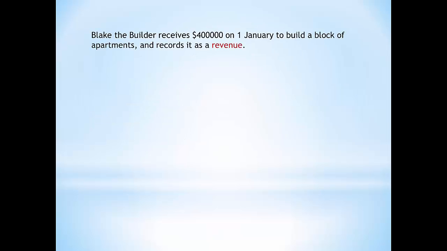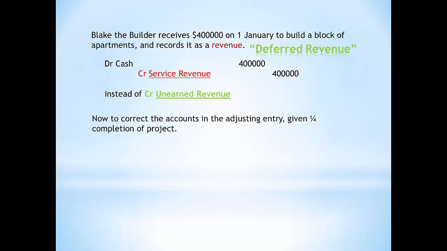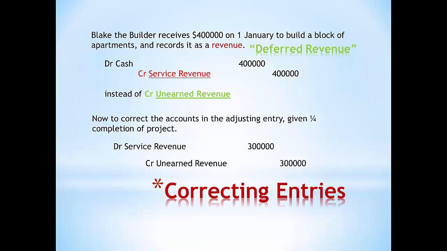Now here's an example of what happens when an event is recorded incorrectly. Once again, Blake the builder receives $400,000 as a deferred revenue. However, she records it as revenue rather than the liability unearned revenue. An adjusting entry must correct the accounts later to show $400,000 was originally unearned revenue. $300,000 must be deducted from revenue to leave the actual amount earned. $300,000 must be added to unearned revenue to mark what is yet to be earned. It is these correcting entries that can make this topic difficult.